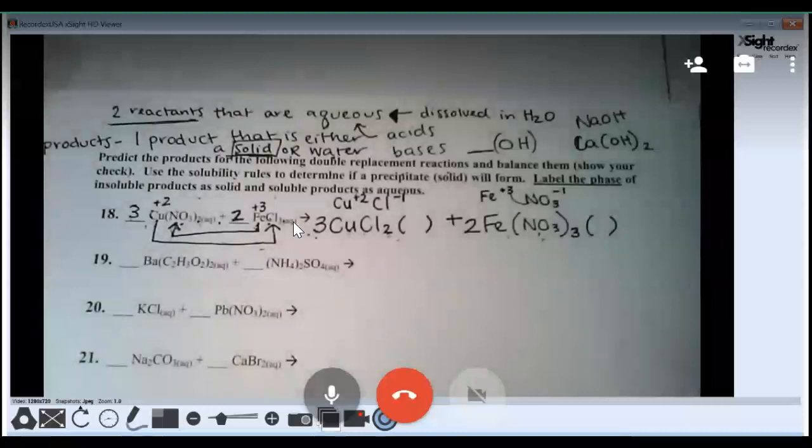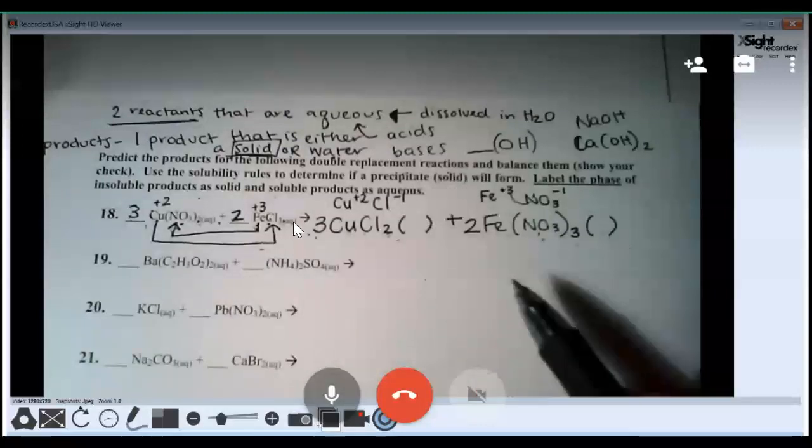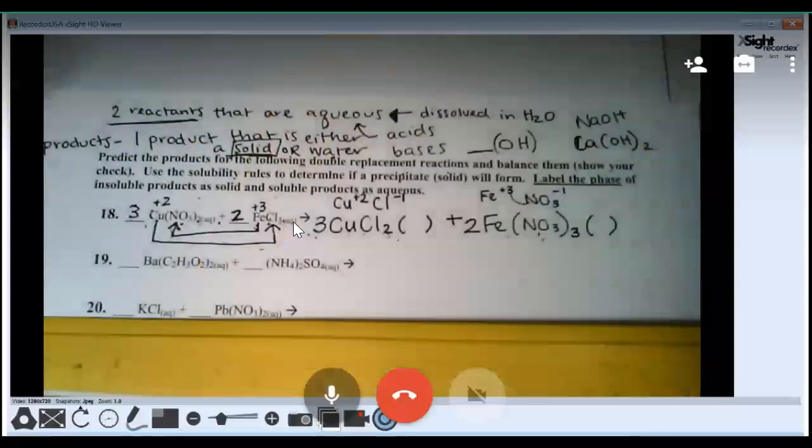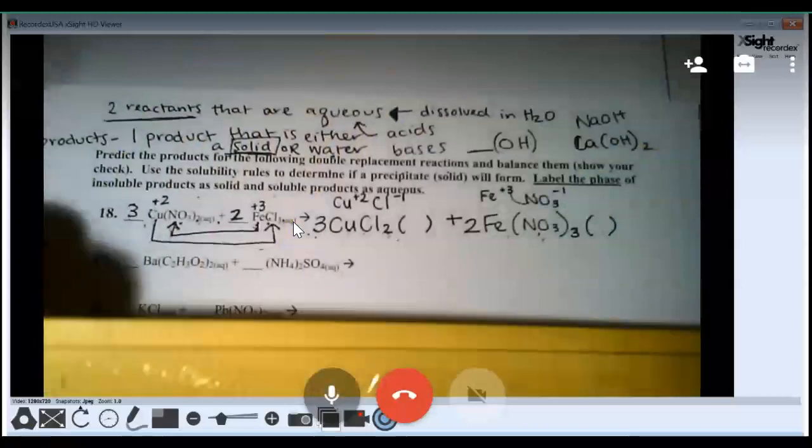Okay, so we predicted our products, we have our balanced chemical equation. Now we need to put in our state symbols so we can tell if the reaction will occur. So let's find our solubility rules real quick. Wonder where I put mine. Little piece of paper. Well, here. I have them on my folder so we can look at them. Okay, so copper chloride. Let's see.